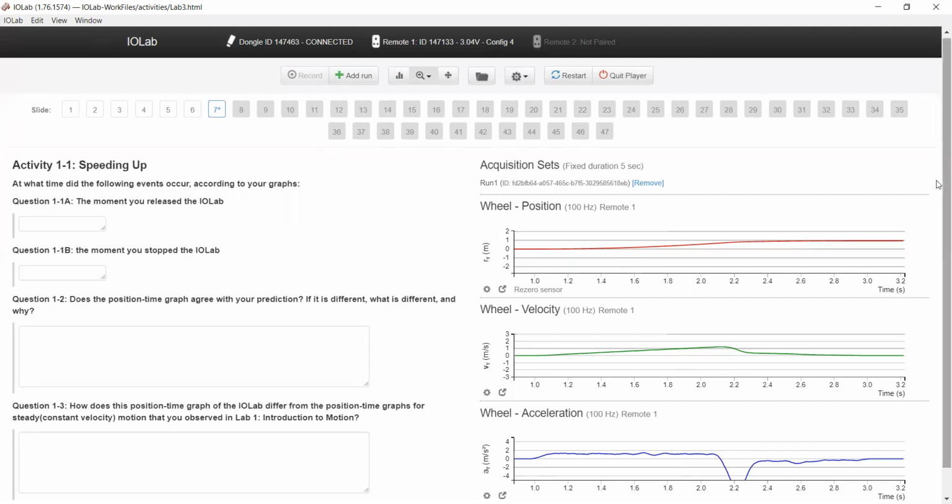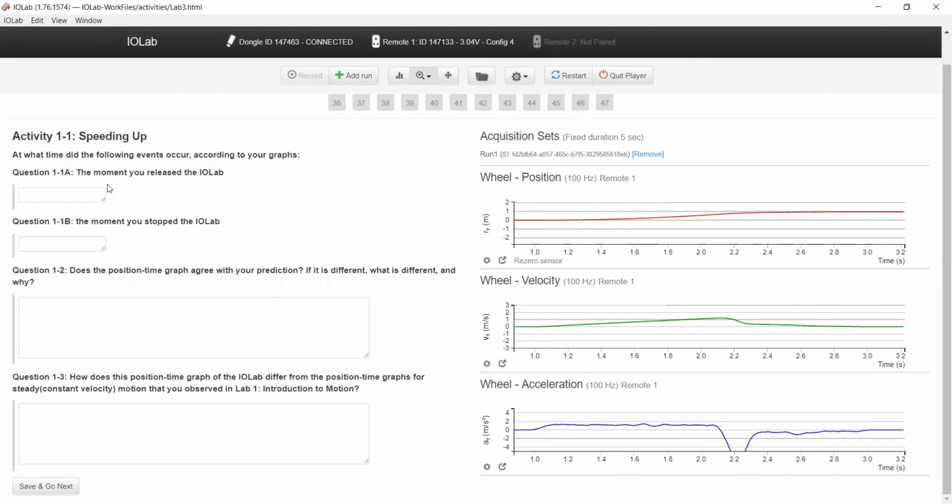Now they want you to do the analysis part. The moment you release the IOLab, when the position starts to change from 0 to something, you have to write that time here. The moment you stop the IOLab, write the time when the position becomes constant, right around here, or when the velocity becomes 0, like when you catch it and the velocity starts to go down. Does the position-time graph agree with your prediction? Based on your prediction and your graph, write your answer. For everyone, the answer will be different, so you may go ahead and write your answer.